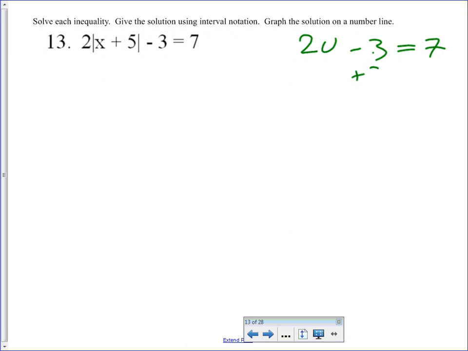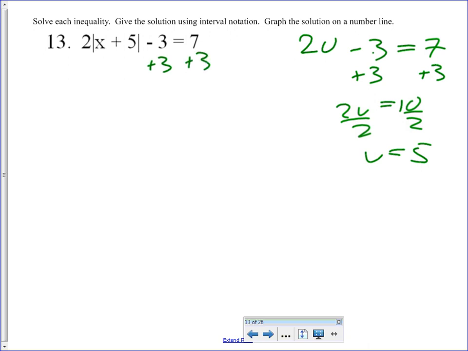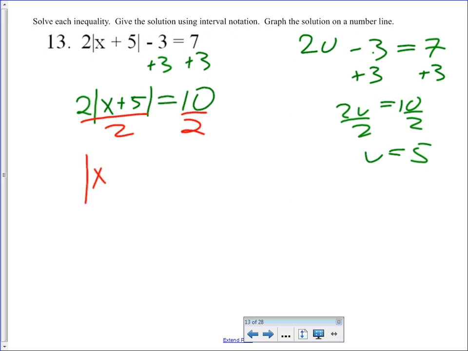And if I solve this, I'd add 3 to both sides, and I get 2u equals 10, and I divide both sides by 2. So we're going to treat the absolute value the same way. I'm going to add 3 to both sides, and I'll have 2 times the absolute value of x plus 5 equals 10. Then I will divide both sides by 2, and I'll get the absolute value of x plus 5 equals 5.